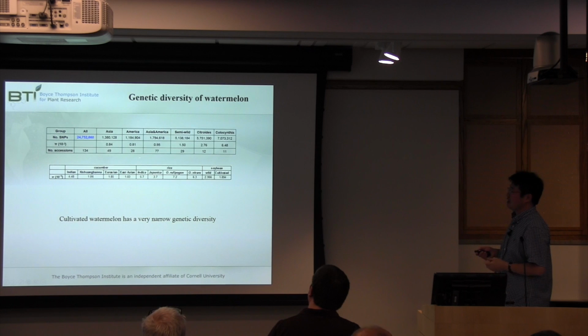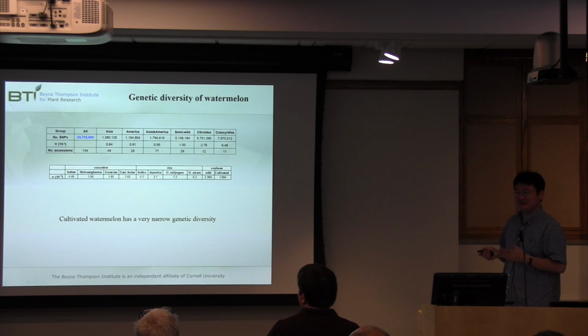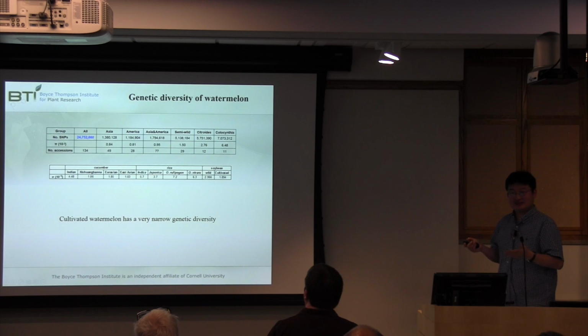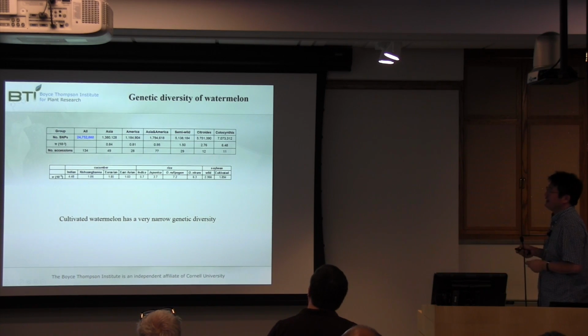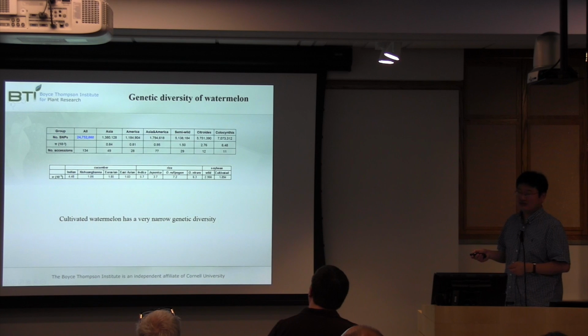We used these SNPs to derive the genetic diversity using the pi parameter. We found that in the cultivated species, the genetic diversity is less than 1 times 10 to the minus 3. And the genetic diversity of colocynthis is pretty high, 6.48. When you compare this to other crops, you can see the genetic diversity of watermelon is extremely low, even lower than cucumber. The cultivated cucumber is about 1.85.